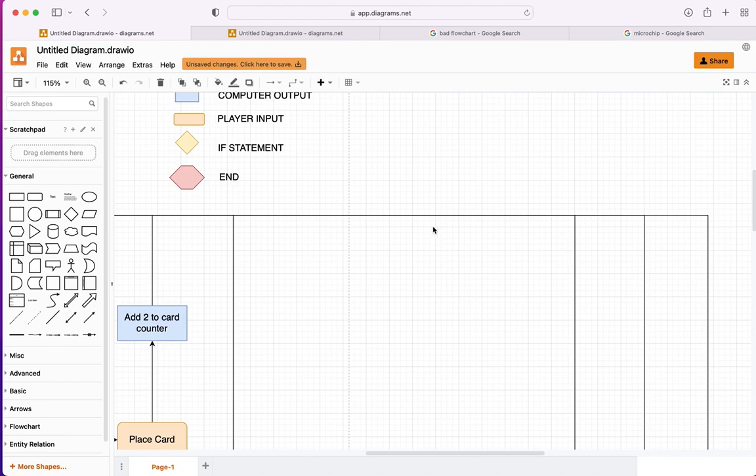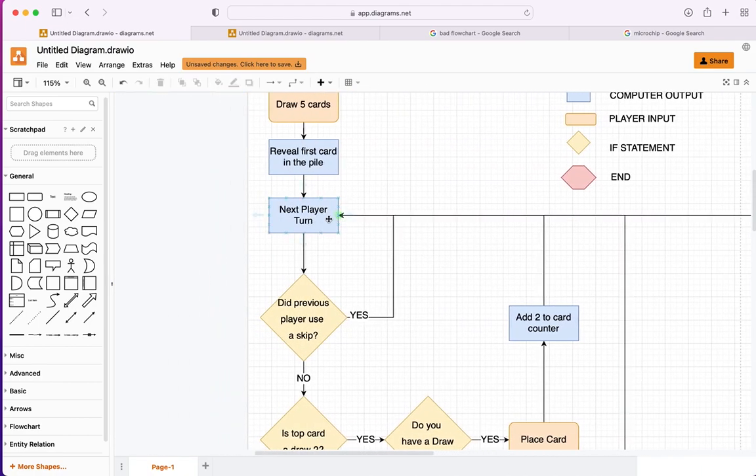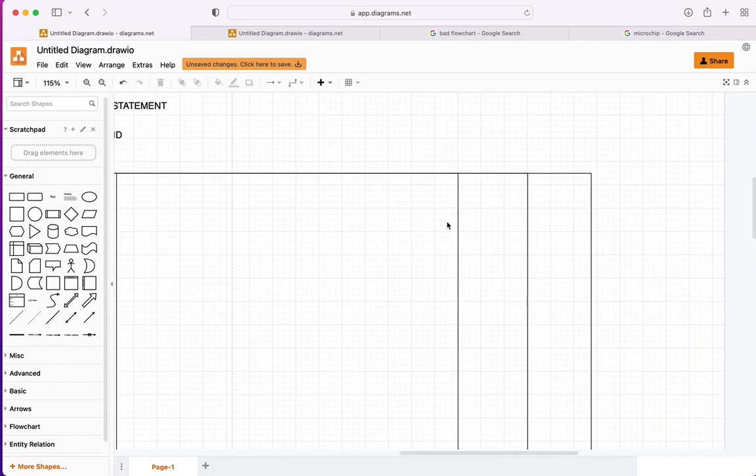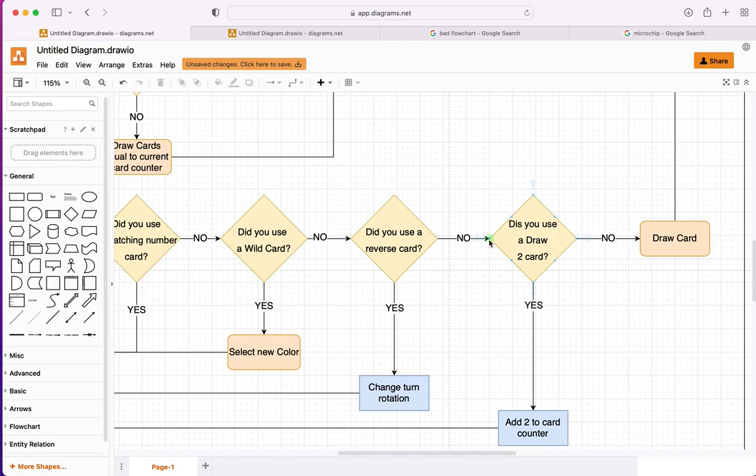Now, obviously, I combined all 6 of the lines right here into one arrow just to get to the next turn, because they all wind up going in the same place. You'll also notice that the arrows go one way. I don't have a path going that way by mistake, because how would that happen? Draw a card, did you use a draw 2 card? No, draw a card. Like, how is this happening? It's making some sort of endless loop that just shouldn't exist.